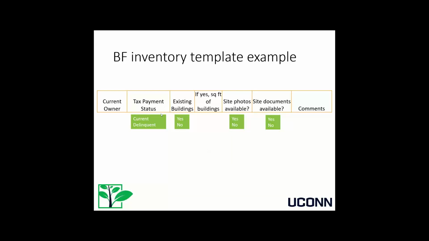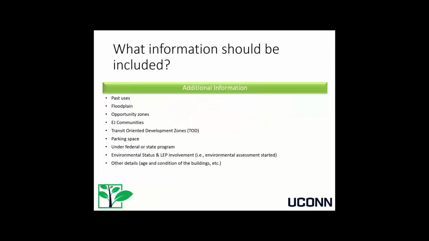And again, with respect to the tax payment status, we talked about current or delinquent, if there are existing buildings, if you have site photos or site documents that are available for the site. Now, those are some basic categories that you can include, but again, you can add more parameters there. For example, some things to consider.